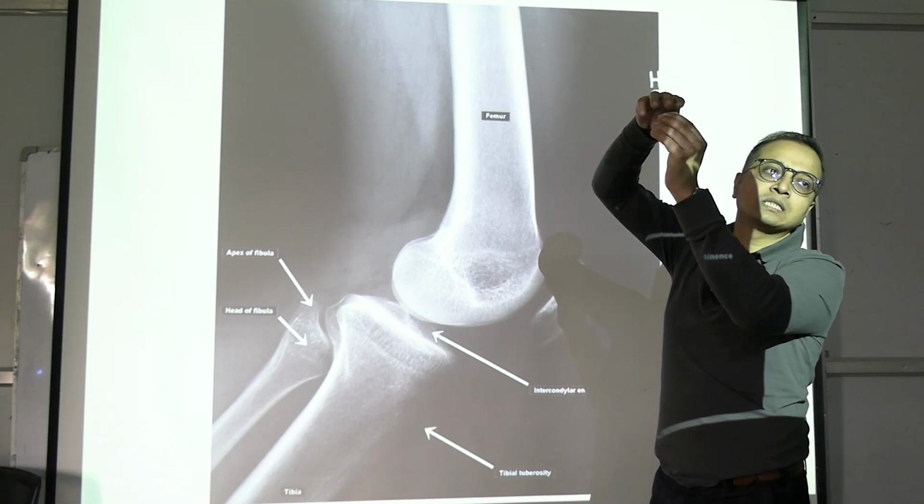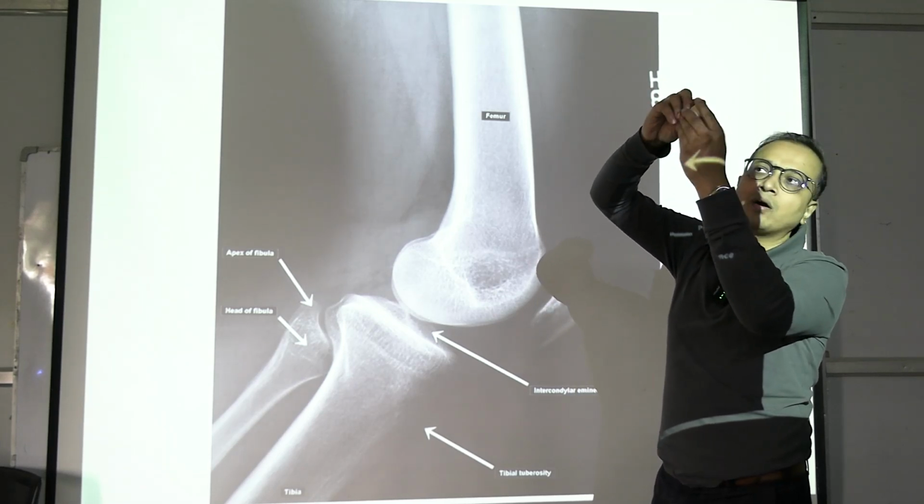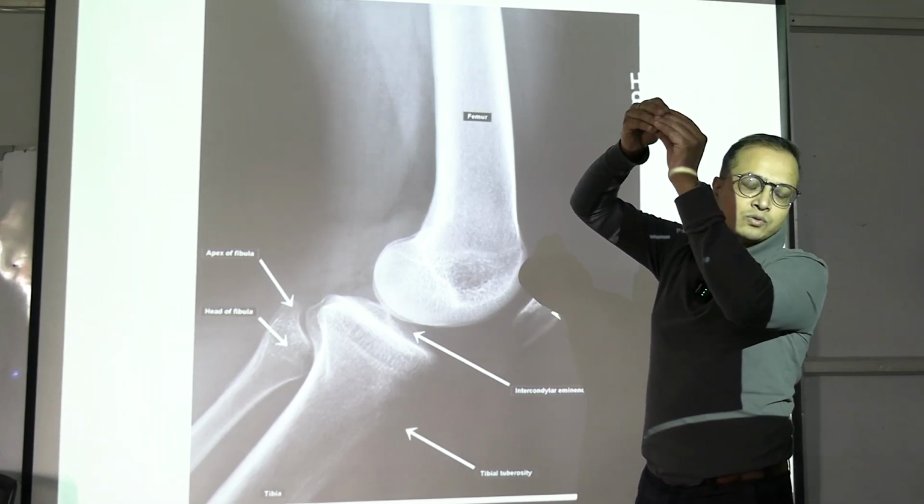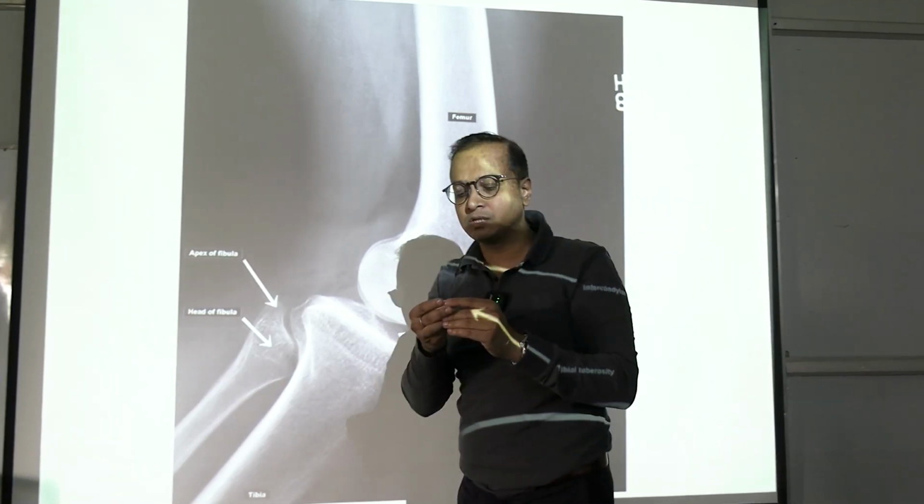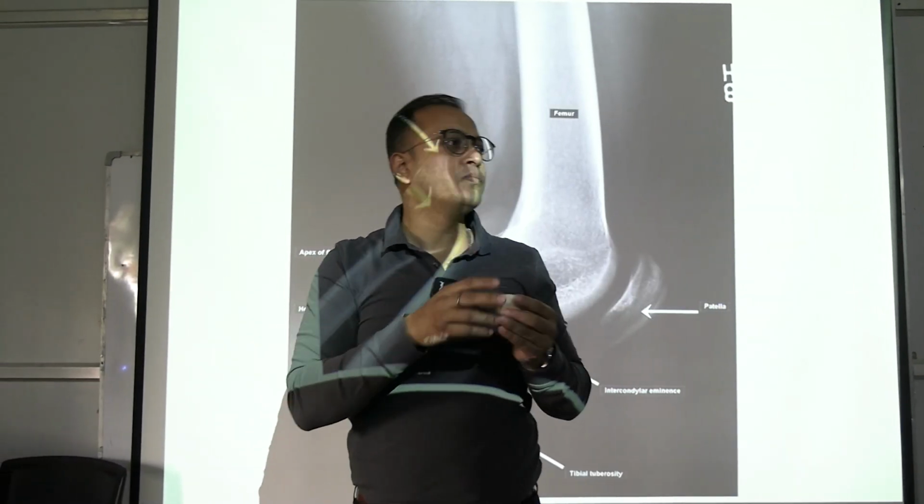Then you have to identify the external and internal side. The external side is rough, the internal side is smooth. Once you see this internal side having this smooth surface, it is divided into two parts.